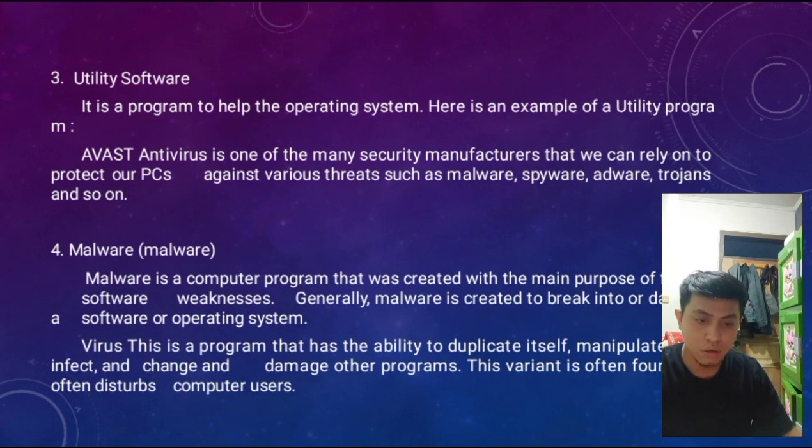Number 3, utility software. It is a program to help the operating system. Here is an example of a utility program. Avast antivirus is one of the many security manufacturers that we can rely on to protect our PC against viruses such as malware, spyware, adware, trojan, and so on.